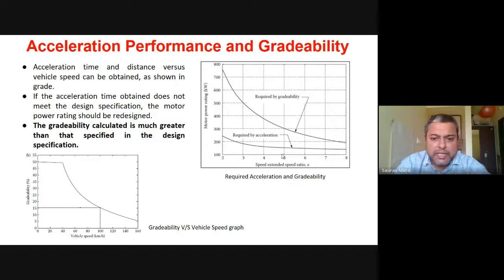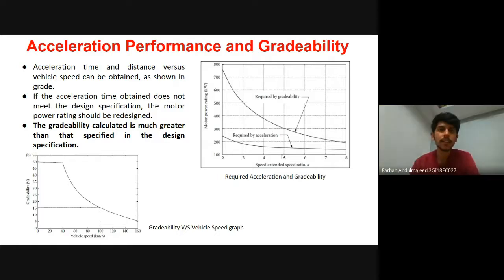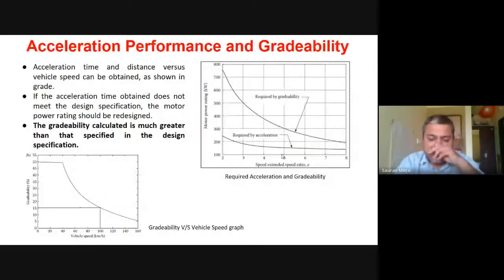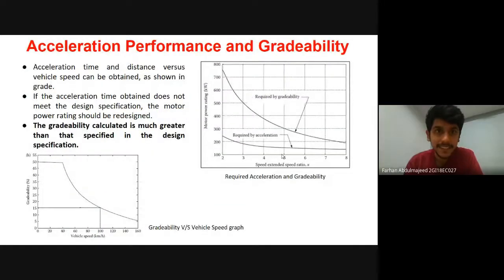Okay, we can go to the next one. Just another point: once we have calculated for gradability, the acceleration is included in it, because the requirement of gradability is more compared to acceleration performance. Gradability requires more power than acceleration. Yes, sir. Correct.